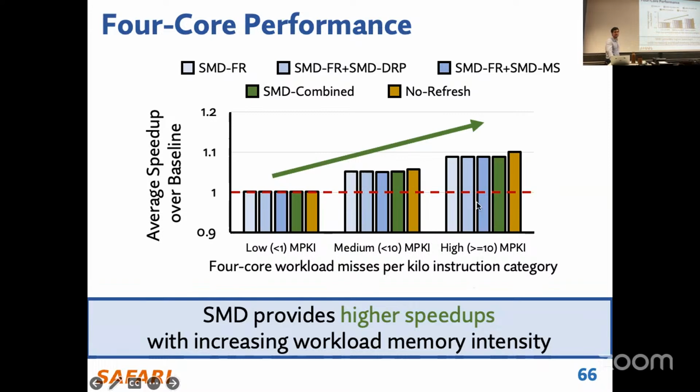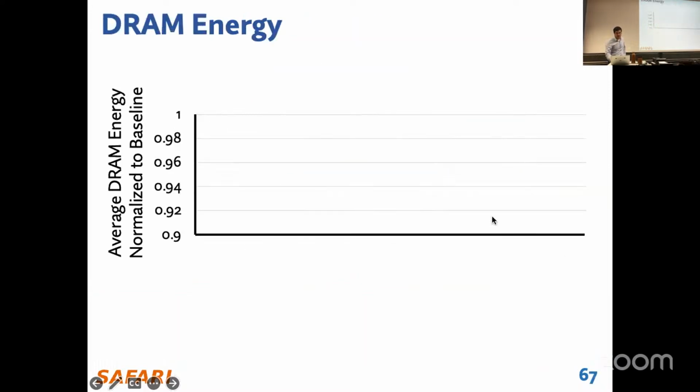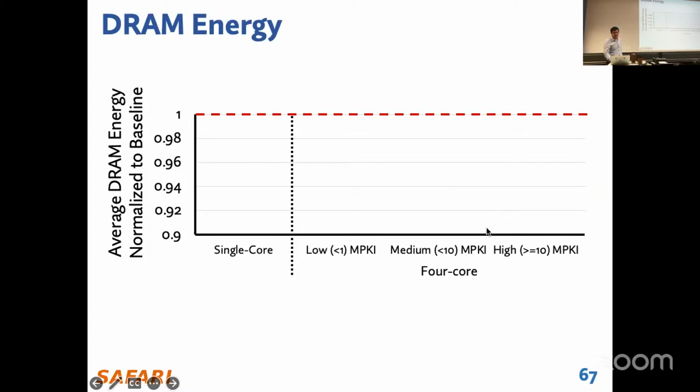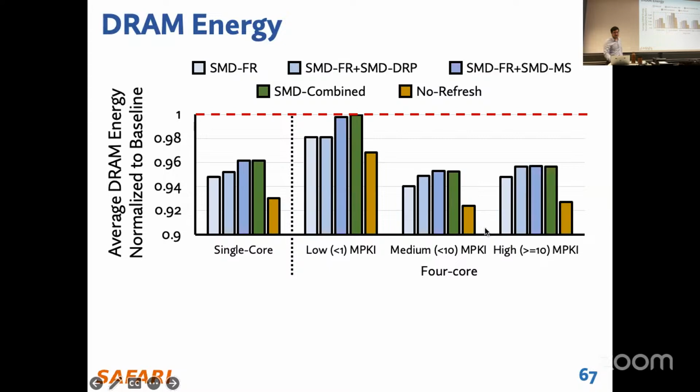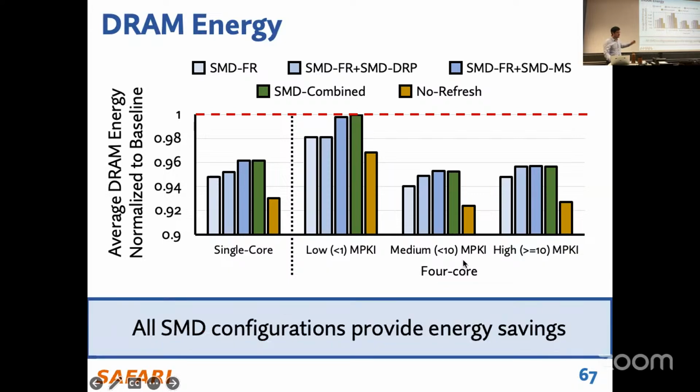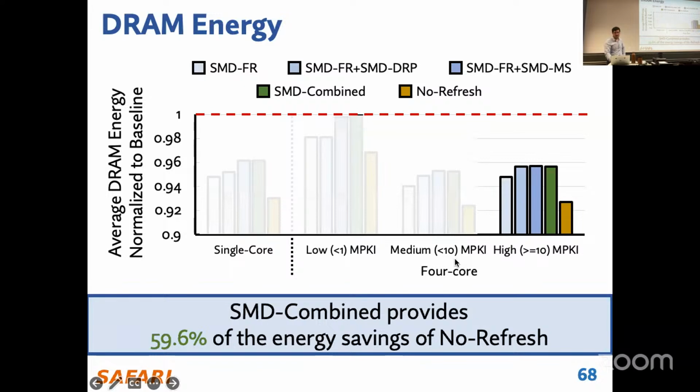We show the average DRAM energy across all tested workloads normalized to the baseline. Here, the lower the bar, the better in this case. And the x-axis has the same mixes. We observe that all SMD configurations provide substantial energy savings. And we find that SMD combined provides more than half the energy savings of no refresh.